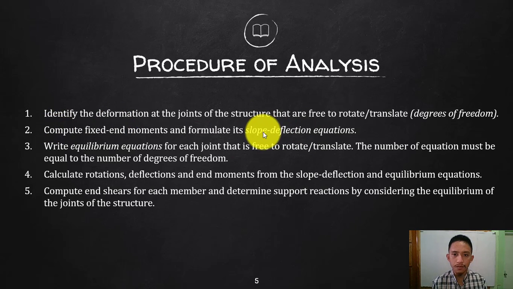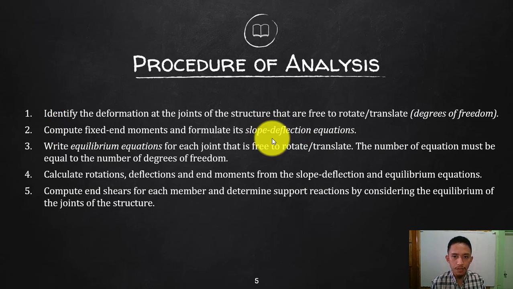Okay, so formulate your slope deflection equations. So you will expect there not only one, because in each end of the member there is a slope deflection equation. Okay, in each point or in each joint or in each end of the member. So let's count the number of beams or the number of members of your beams and frames, then multiply it by 2 since in each member there are 2 endpoints.